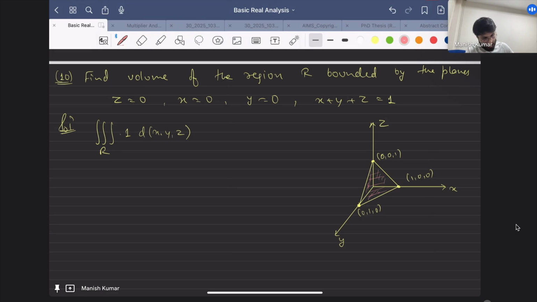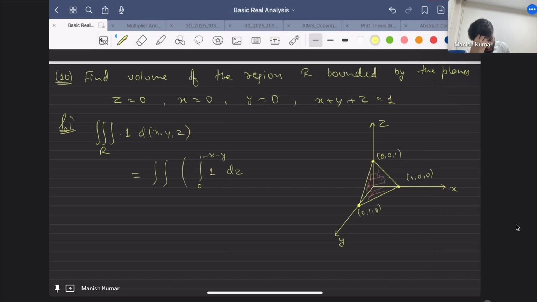Okay, so how do we solve this one? Sir, put z is equal to 1 minus x minus y, sir. Correct. So you are saying z is varying from 0 to 1 minus x minus y, right? Yes. Okay, that's true. So first I am integrating over z, from 0 to 1 minus x minus y dz. But what about dy and dx?